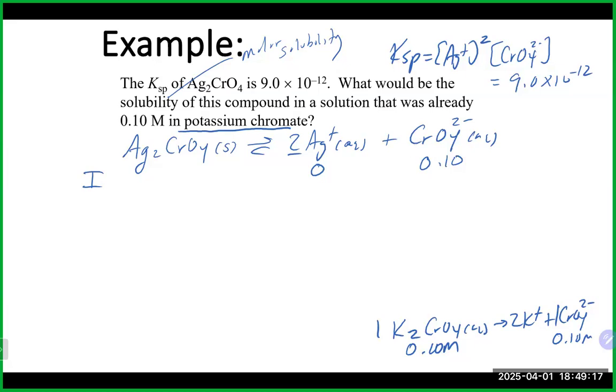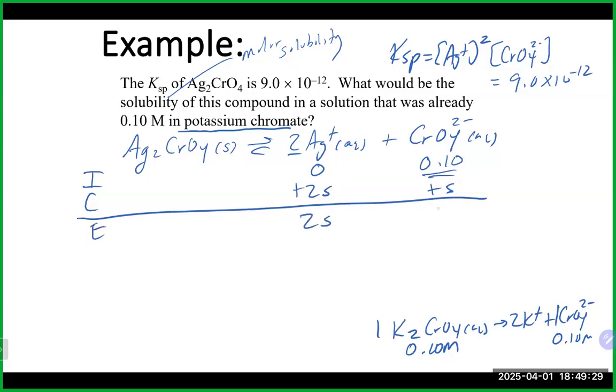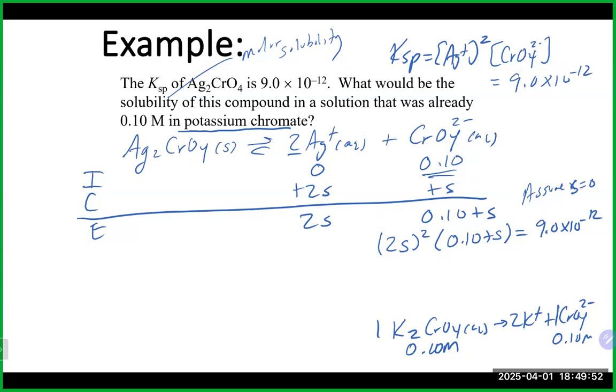Again, you do need to make sure you have a number here when you have a common ion. Change is going to be plus 2s in this case, and plus s. That means at equilibrium here, 2s and 0.1 plus s. At this point, we're going to go into our expression there. That's going to give us 2s squared times 0.1 plus s is equal to 9 times 10 to the minus 12. We're going to once again assume x is equal to 0, or s is equal to 0 in this case. By the way, you should check it, but probably in most cases on the KSP, you're going to be in good shape because it's relatively small anyways.